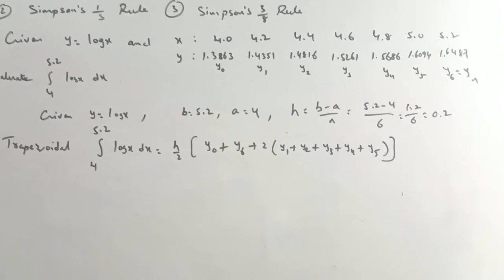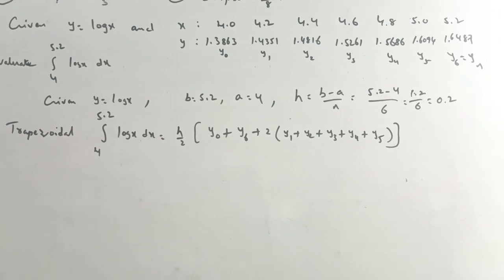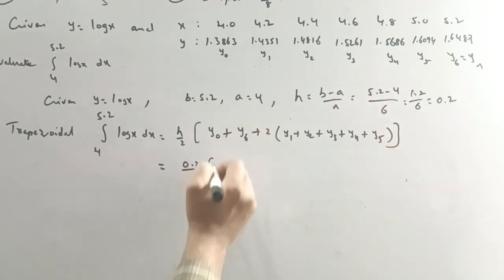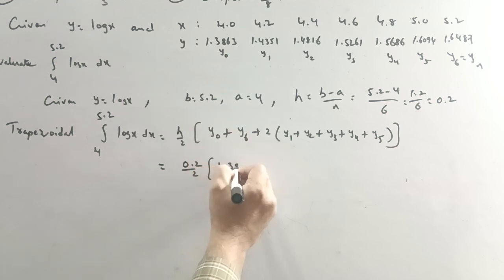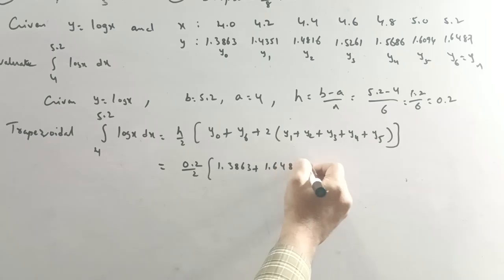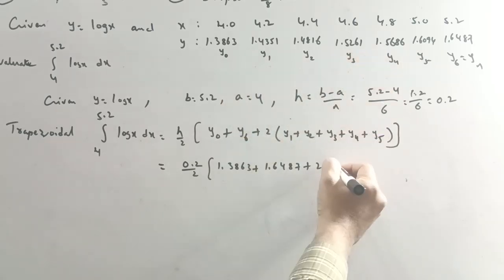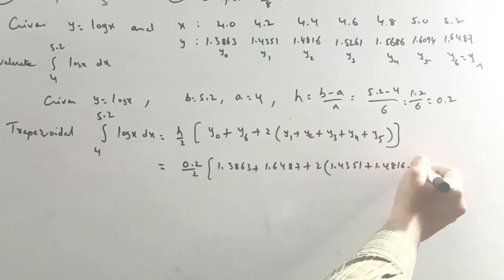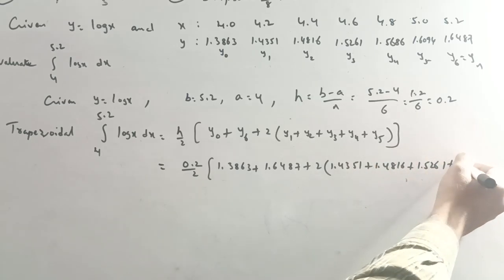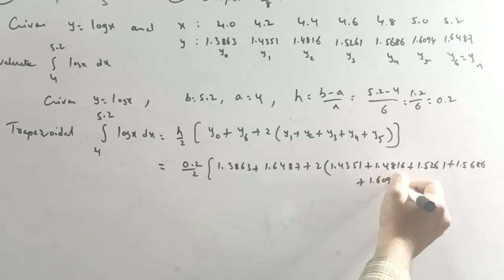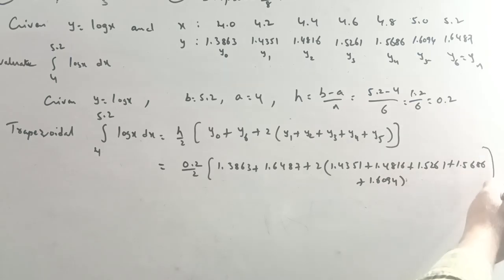Correct? Now what do you have to do? You need to substitute all these values here. What is h we calculated? 0.2 by 2. So what is your y0? 1.3863 plus what is your y6? 1.6487 plus 2 into the remaining: 1.4351, 1.4816, 1.5261, 1.5686 plus 1.6094.